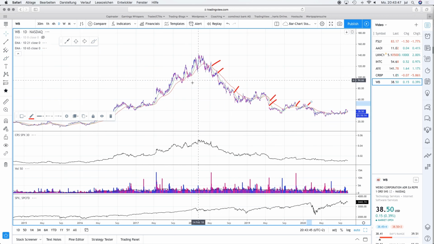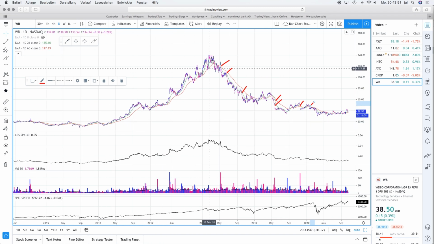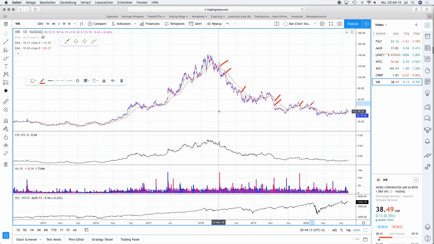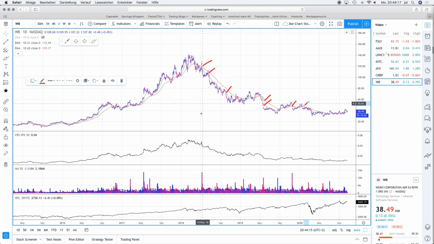You know, Weibo was a very successful stock here in 2016, 2017. That means a lot of institutions accumulated a lot of shares, and then the perception of Weibo and the expected growth of Weibo changed here, and the stock came into a downtrend, although the S&P 500 was up here.